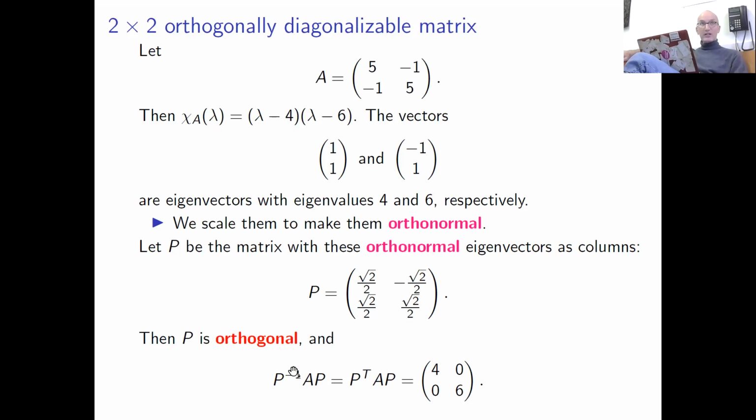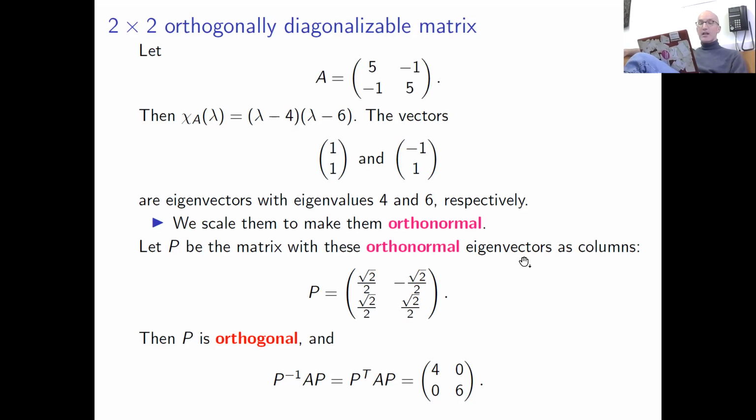Why? Because the inverse of P in this case is easy to find. For example, if I form a matrix out of these two vectors, then in general, to find the inverse of a matrix I have to use a formula. But to find the inverse of this matrix, it's very easy. You just need to transpose it. So you just transpose it, put it here, take A times P, and you check this is a diagonal matrix with diagonal entries 4 and 6.